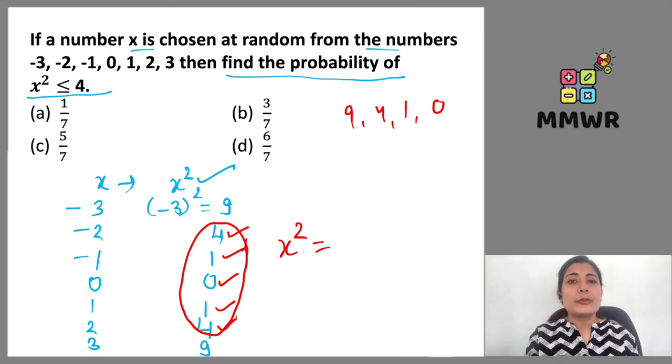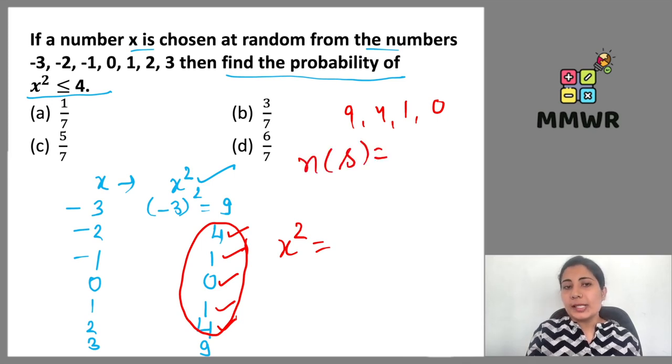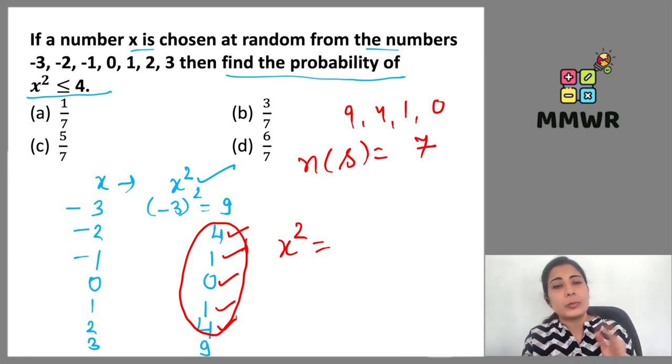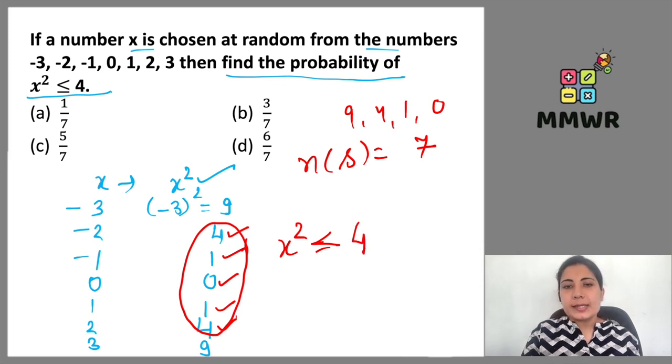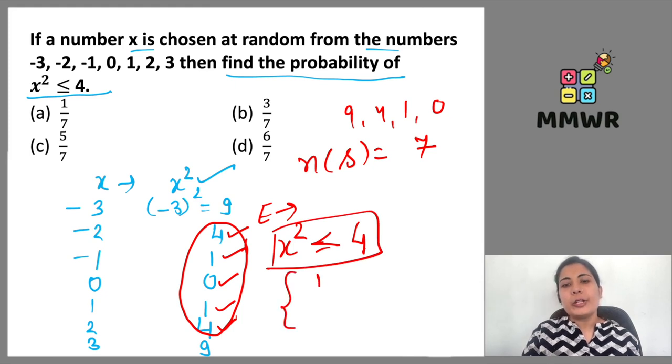But what we have to do is find the probability. So the number of all possible outcomes is a total of 7. We have 7 outcomes, because one value we will be getting with -3 and +3, one value with -2 and +2, one value with -1 and +1, and one from 0. So the total possible values of x is 7. But for x square we only have to consider the values which are less than or equal to 4. So in this event where x square is less than or equal to 4, we have the values 4, 0, 1, 4.